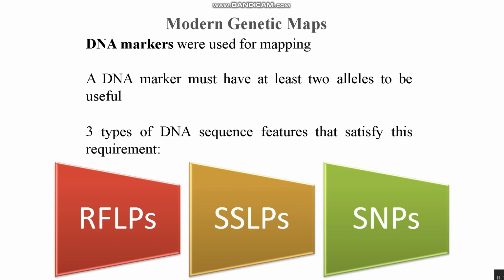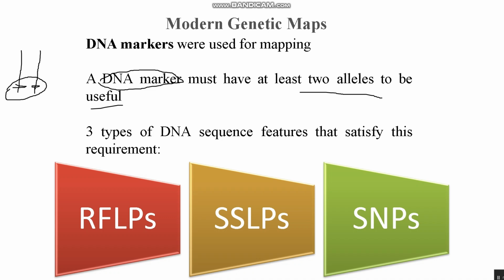Now we talk about the modern genetic maps. DNA markers are used for mapping, and a DNA marker needs at least two alleles to be useful. For example, on the two homologous chromosomes, one allele is present on one and the other allele on the second. So just two alleles will be very useful.